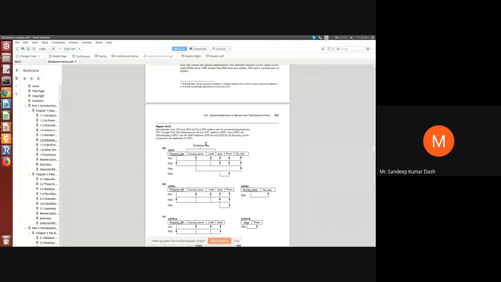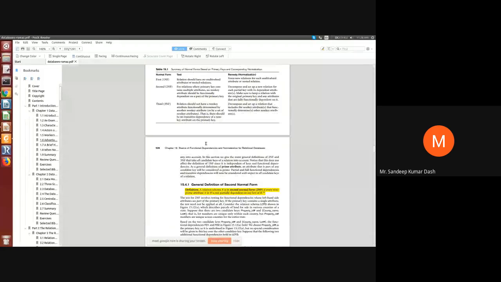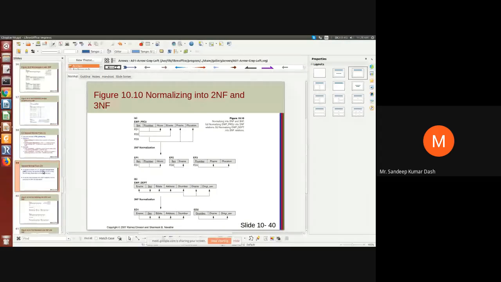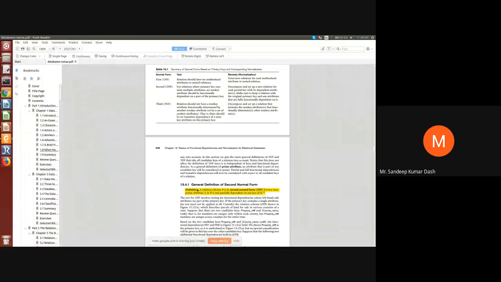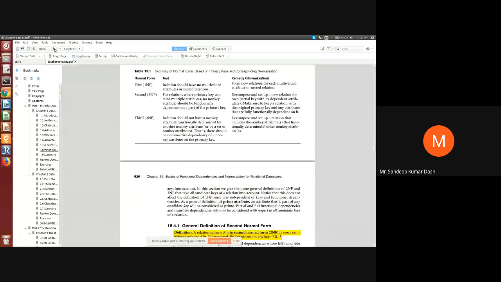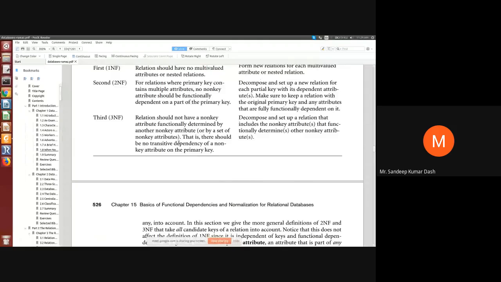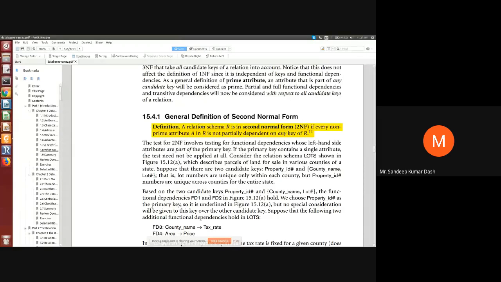Yeah, this will come after this one. So that definition which I showed, this one, this is the normal definition of second normal form. Okay, that means you can write it. There is an alternative definition to second normal form, which says, is it visible? A relation schema R is in second normal form if every non-prime attribute A in R is not partially dependent on any key of R.